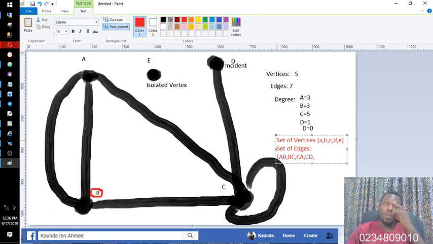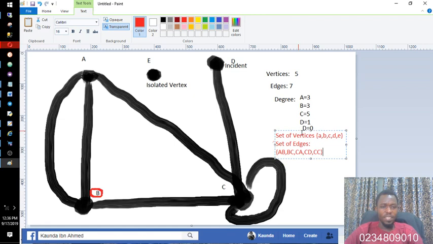But remember, the vertex C has a self loop. That means there's another line there connecting to itself. So C connects to C again. These are the edges we have for this one. So these are the set of vertices, and these are the set of edges. And we've seen for each vertex the number of degrees that we have at that point. So that is it for this graph.